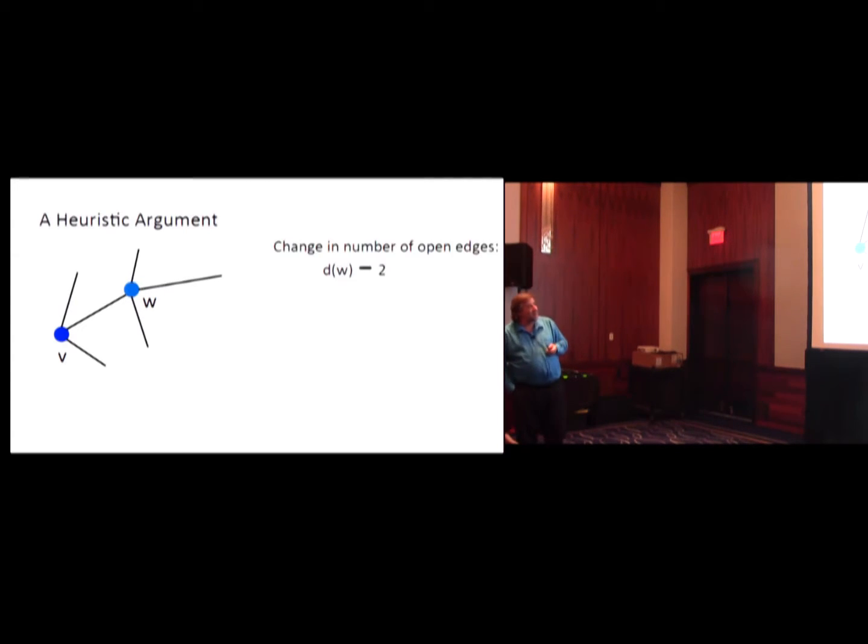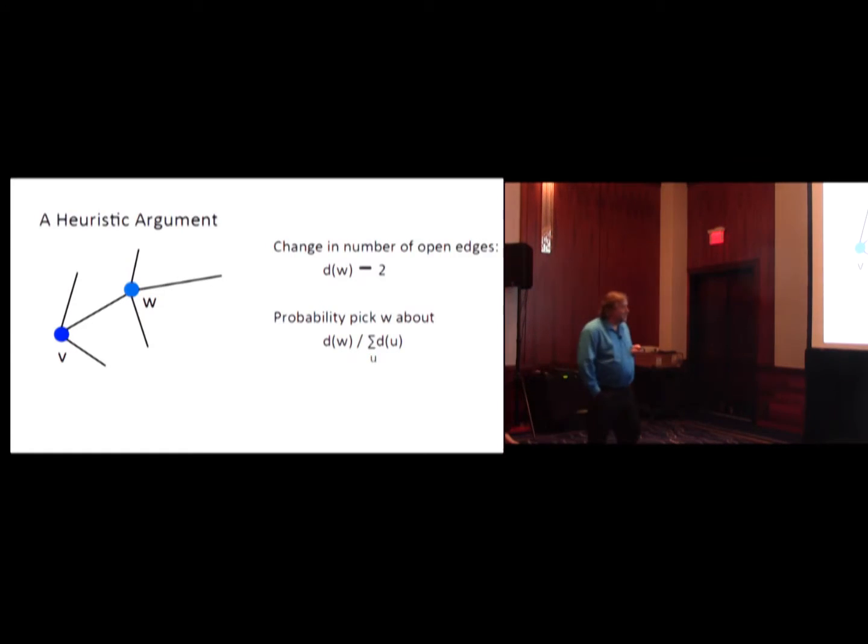So what's happening in the number of open edges? It changes. If we pick W as a neighbor, it changes by the degree of W minus 2. We lose 1 and we gain the degree of W minus 1. Right? And what's the probability we pick W? Well, every edge we should pick with the same probability, so the probability we pick W should be proportional to its degree. It should be the degree of W over the sum of the degrees. Okay.